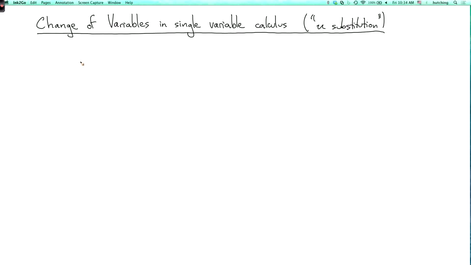This is sometimes called U substitution, although that's, I think, a kind of silly name because you can substitute any variable you like. It doesn't have to be called U. Anyway, as you probably remember, if you have an integral of some function f of x from a to b, which you'd like to evaluate, and if it turns out to be difficult or impossible to evaluate directly, it sometimes helps to replace the variable x by a new variable u. And formally what's happening is that x is actually a function of u.